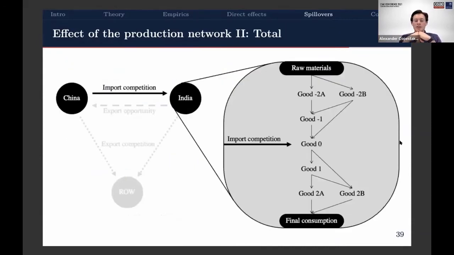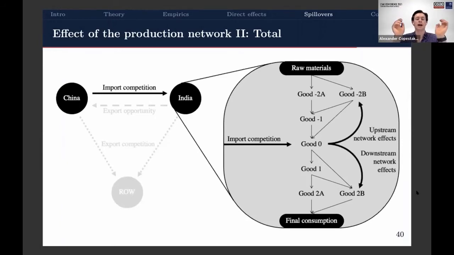But again, that was still a simplified model because that was just looking two steps up. Actually, the supply chain is not going to be so simply linear. So for instance, this is a slightly more complicated version where we've got two different goods, minus 2A and minus 2B, being an input into good minus one. And likewise, we've got good one providing an input to both good 2A and good 2B. Ultimately, we're going to want to take into account all of these different upstream and downstream network effects and see how they all play in together. So I'm going to be controlling for all of these in the background. I'm going to be controlling for all these upstream network effects too.